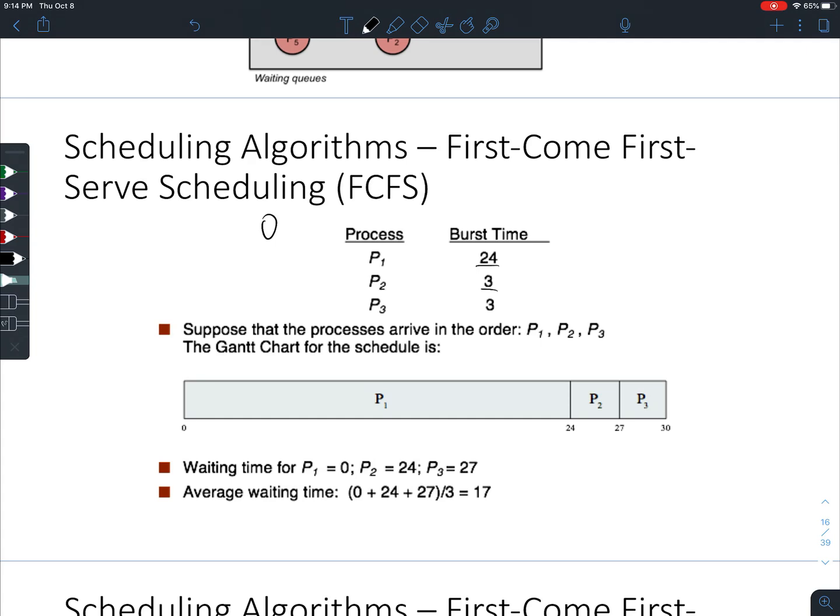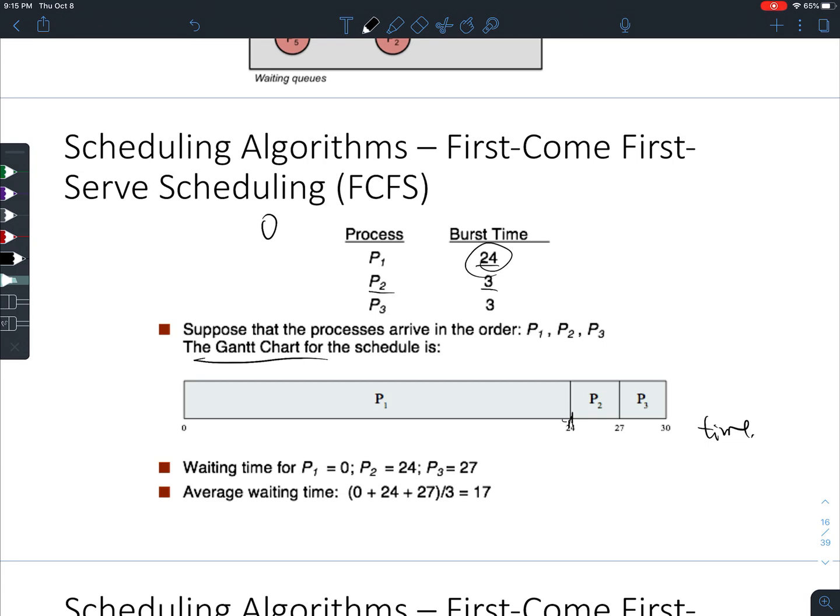To do that, we should draw a chart named a Gantt chart. A Gantt chart is pretty simple. We use the x-axis as the time. Because we're using first come first serve, and since P1 arrives first, we're going to allocate the CPU to P1 first. So P1 takes the CPU and executes until it finishes its CPU burst. P1 takes the CPU from time 0 to 24.